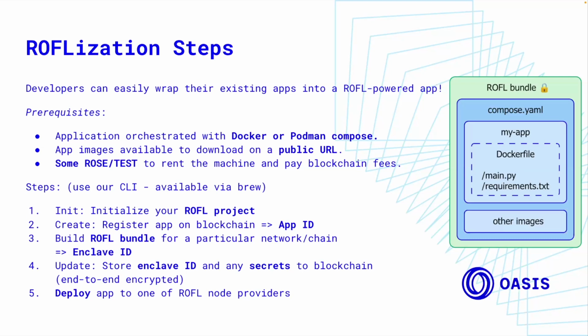Then you have to update that on-chain, so the bundle information will come on-chain. And then as the fifth step, you deploy the bundle, which uses the enclave ID from the update, and then you have it running. You deploy on our marketplace, more or less.